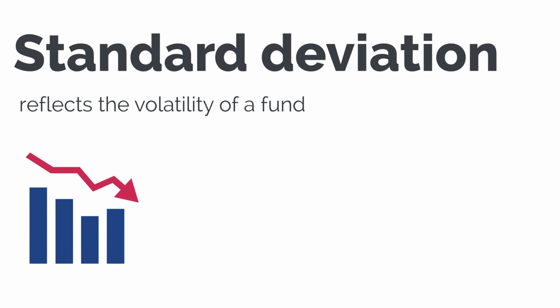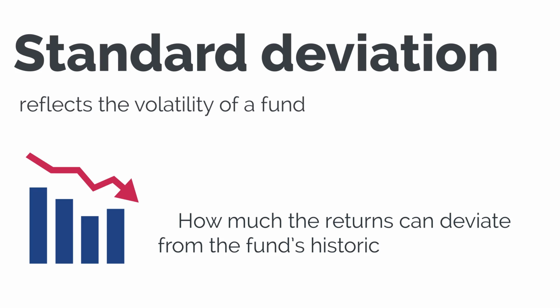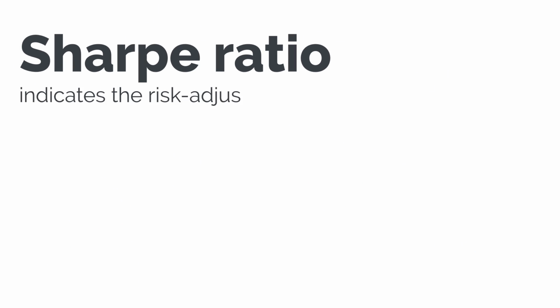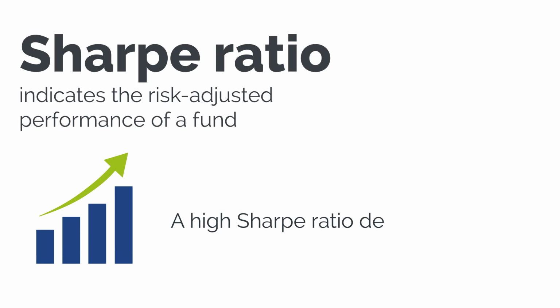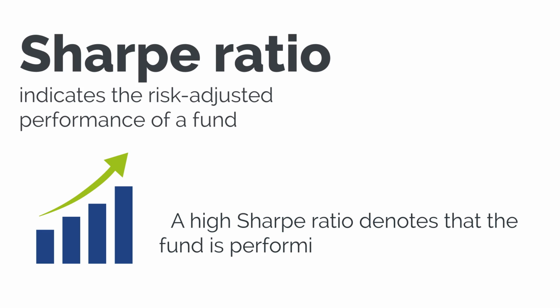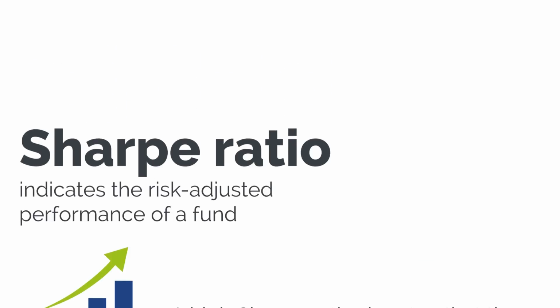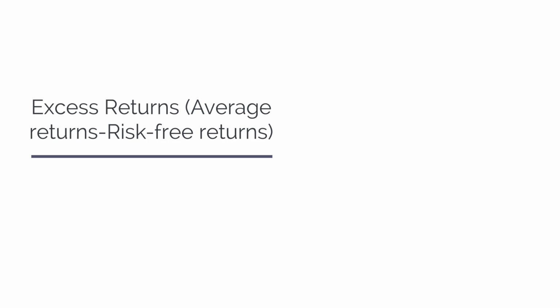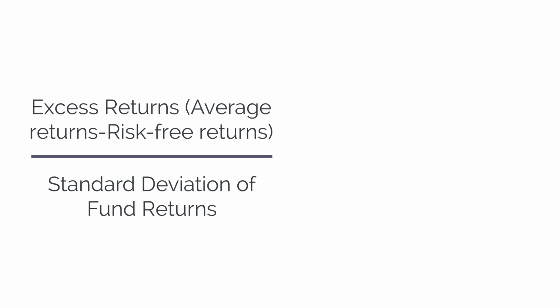It can help you determine how much the returns can deviate from the fund's historical mean returns. Sharpe ratio indicates the risk-adjusted performance of a fund, which means a higher Sharpe ratio denotes that the fund is performing well and vice versa. So here's how Sharpe ratio is calculated. Excess returns, that is, average return minus risk-free return, is divided by standard deviation of fund returns.